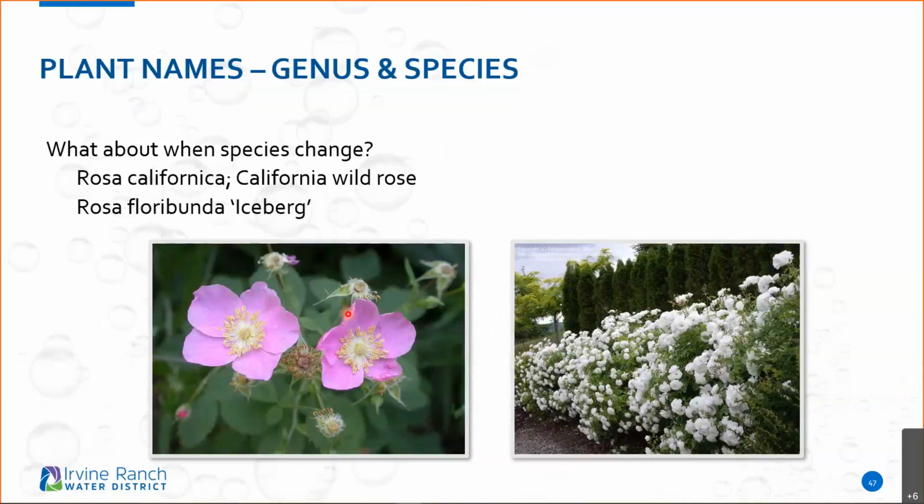Now, what about when the species changes? The species, once again, tells us a lot about the plant: who found it, how it's cultivated, and so forth. So here we have Rosa californica. I know by the name, this is our beautiful California native wild rose. Rosa floribunda to the right. This is telling me that, yes, this is a rose. Floribunda: flori means flower, bunda means abundant. So it's telling me that it does bloom profusely, as you can see here.